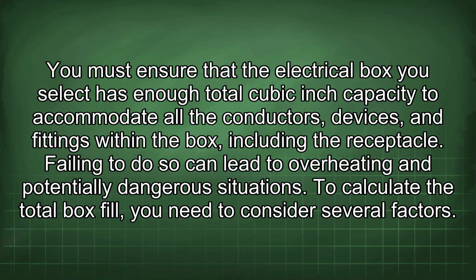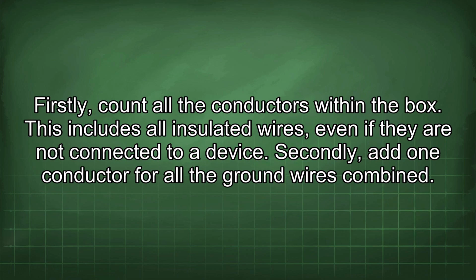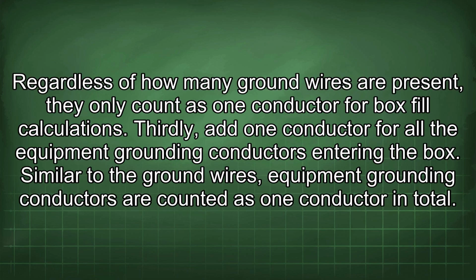To calculate the total box fill, you need to consider several factors. Firstly, count all the conductors within the box. This includes all insulated wires, even if they are not connected to a device. Secondly, add one conductor for all the ground wires combined. Regardless of how many ground wires are present, they only count as one conductor for box fill calculations. Thirdly, add one conductor for all the equipment grounding conductors entering the box. Similar to the ground wires, equipment grounding conductors are counted as one conductor in total.